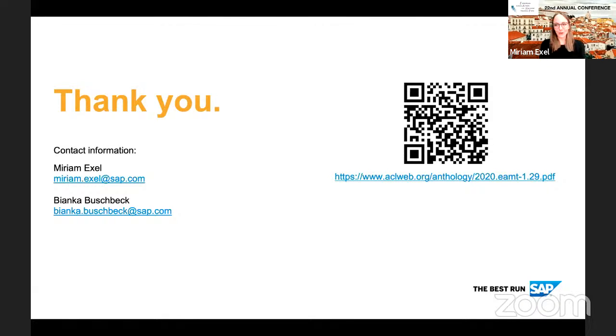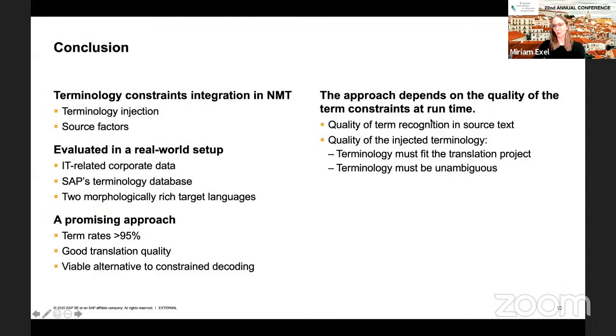To be honest, no. So we're still in an evaluation phase, mostly with respect to what I've mentioned on the right here. So the question is, do the users actually have good terms that they could inject, and how would that technically work together with all of the surrounding translation tools that are used? So we're still continuing this proof of concept.